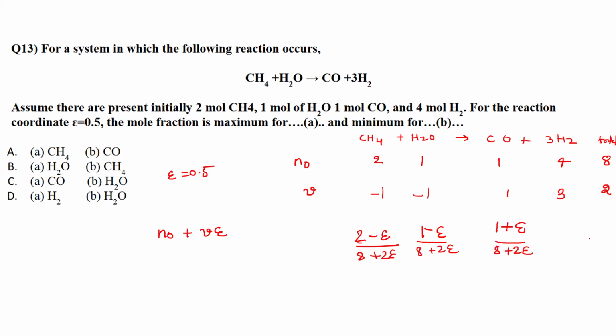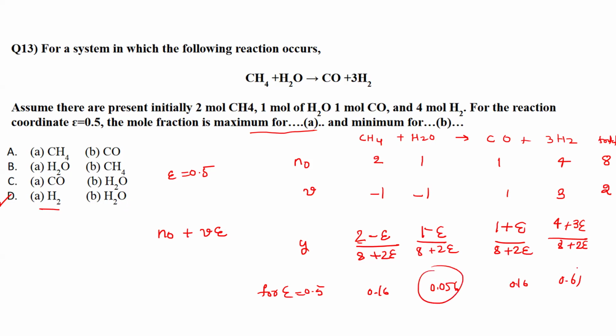And if I compute for epsilon equal to 0.5, what are these values? I'm going to get 0.16, 0.056, 0.16, and 0.61. So the maximum is for H2, okay. And the minimum is for the H2O, this one, right?